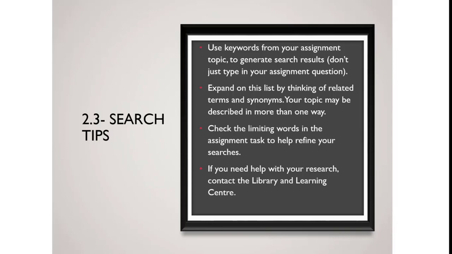So what are you looking for? Do you just type the full question in your Google or in your online library? The answer is no. So you want to use keywords from the assignment topic to generate search results. Don't just type in your assignment question. Expand on the list by thinking of related terms and synonyms. Sometimes if you research causes of war, maybe you will not have a lot. But if you say the reasons why war occurs, now you've changed causes to a synonym, which is reasons for something happening. Maybe you can get more. So that is what this tip is saying.